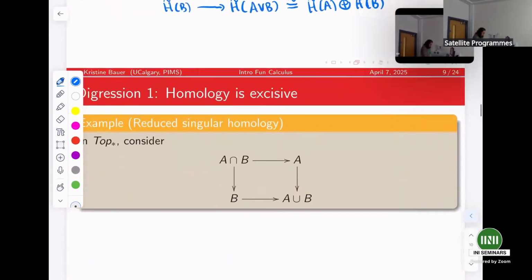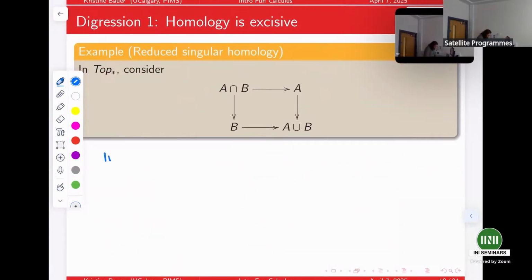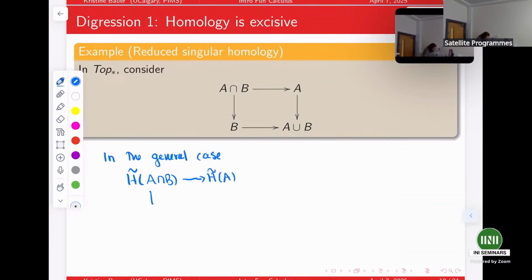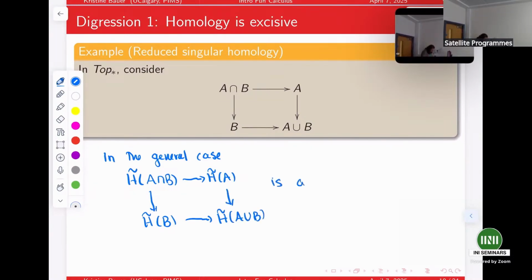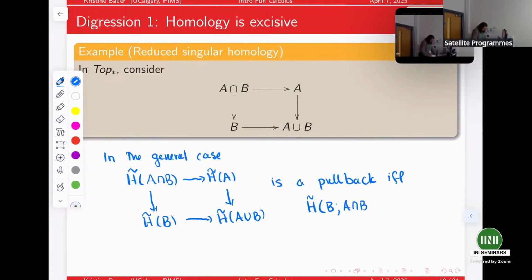Okay. Now, of course, just to say what excision is in the general case, when I hit this diagram with H, this is a pullback if and only if the reduced homology groups of B relative to A intersect B, mapping to A union B relative to A, is an isomorphism, which of course is the usual statement of excision.